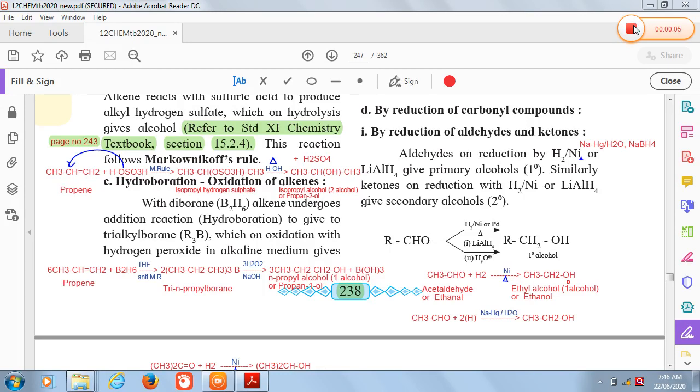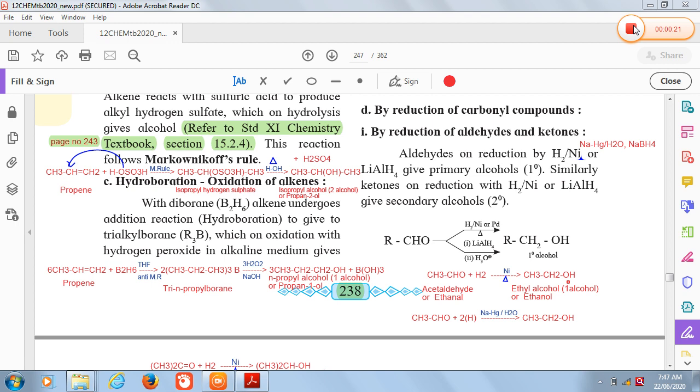Our topic is alcohols, phenols and ethers. Here we'll discuss the method of preparation of alcohols by reduction of carbonyl compounds. Carbonyl compound means a C double bond O compound. So here we'll discuss different carbonyl compounds.